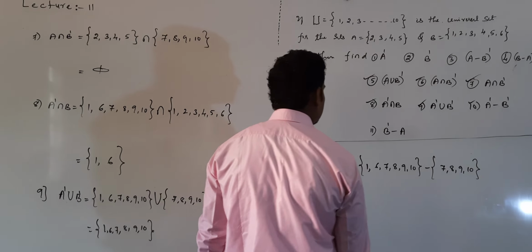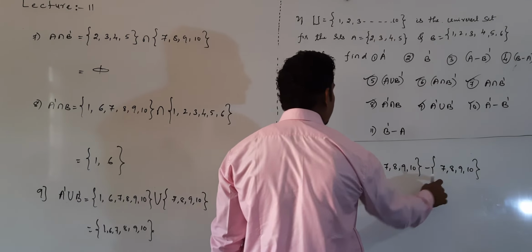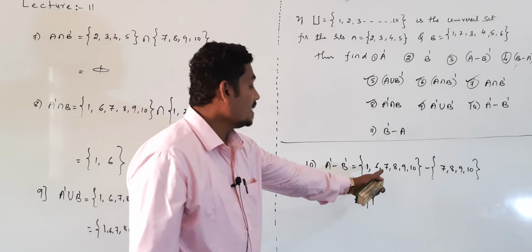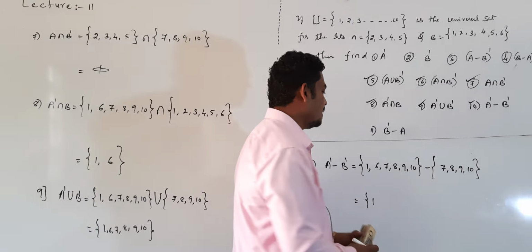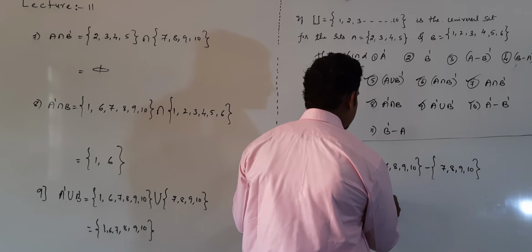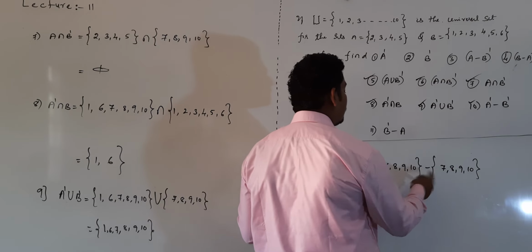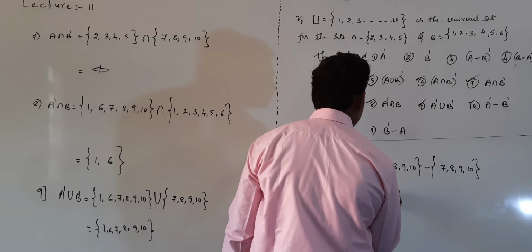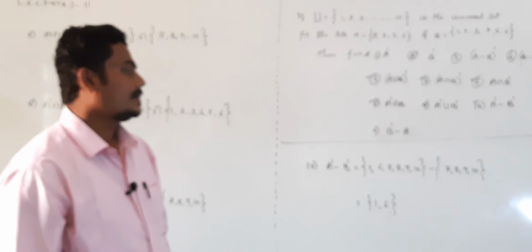This is our B complement, that is A complement. Now A complement minus B complement. Write all those elements in the first set but not in the second set. 6, which is not there in the second set. 7 is there in both the sets, 8, 9 and 10 are present in both the sets, so don't write them. This is our A complement minus B complement.